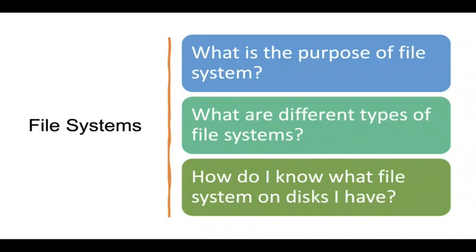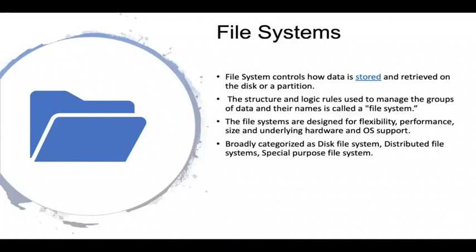File systems. What is the purpose of the file system? What are the different types of file systems? And how do I know what file system on disk I have? These are a part of the booting process, and play an important role in understanding it. A file system controls how data is stored and retrieved on the disk or a partition. The structure and logic rules used to manage the groups of data and their names is called a file system. File systems are designed for flexibility, performance, size, and underlying hardware and OS support, and are broadly categorized as disk file system, distributed file system, or special purpose file system.